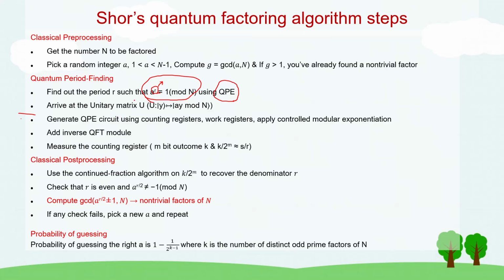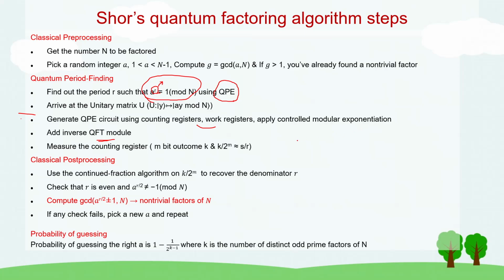Okay, arrive at the unitary matrix. QPE steps: you need to get a unitary matrix. You generate some circuit with some counting registers and work registers, and then apply controlled unitary matrices from here to here. Once you do that, the relative phase gets kicked, and then you get something which you convert back to numbers using inverse QFT, and then you make a measurement.